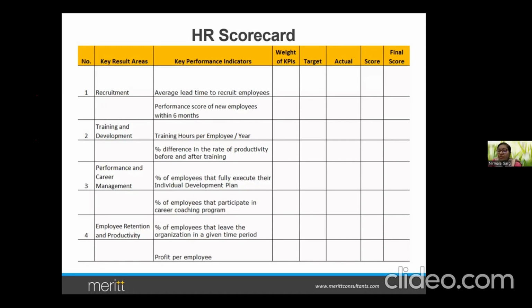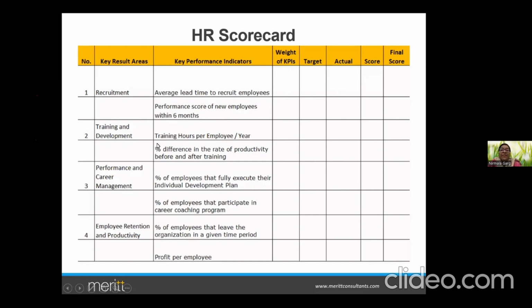It could be 30 days, it could be 60 days, it could be 80 days. What will you write here? It could be weightage, could be 50%, 30%, 40%. Then you'll write the target, and then you'll write what has been the actual, etc.